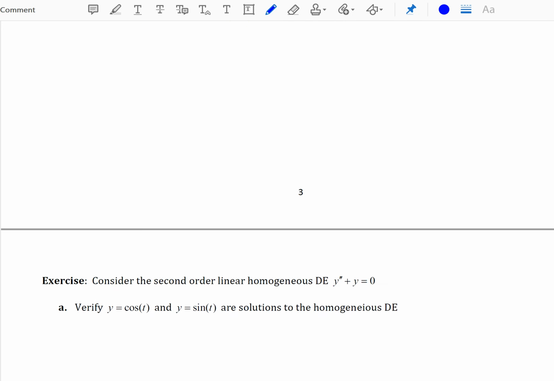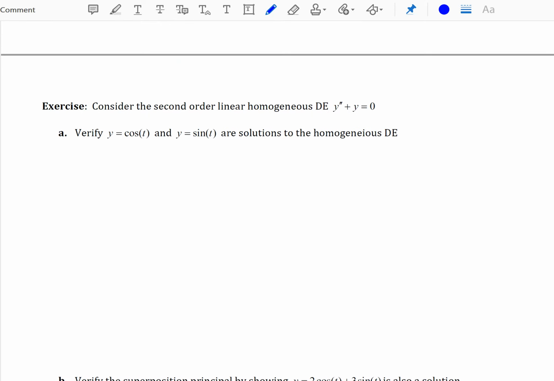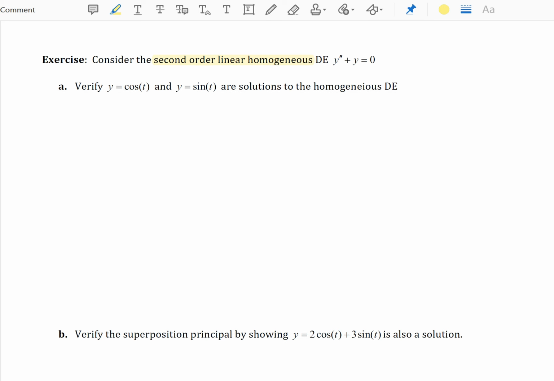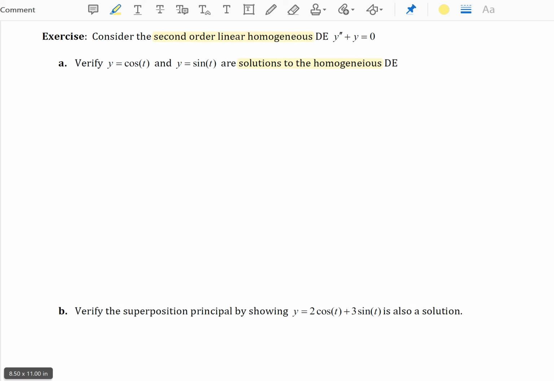Okay, let's look at another example. I've given another second-order linear differential equation for you to consider. Second-order linear homogeneous DE. Like our last example, I'd like you to verify that cosine and sine are individually solutions of the homogeneous DE. And then I'd also like you to verify again the superposition principle by showing that a linear combination is also a solution. I'd like you to pause the video so you can work this on your own.